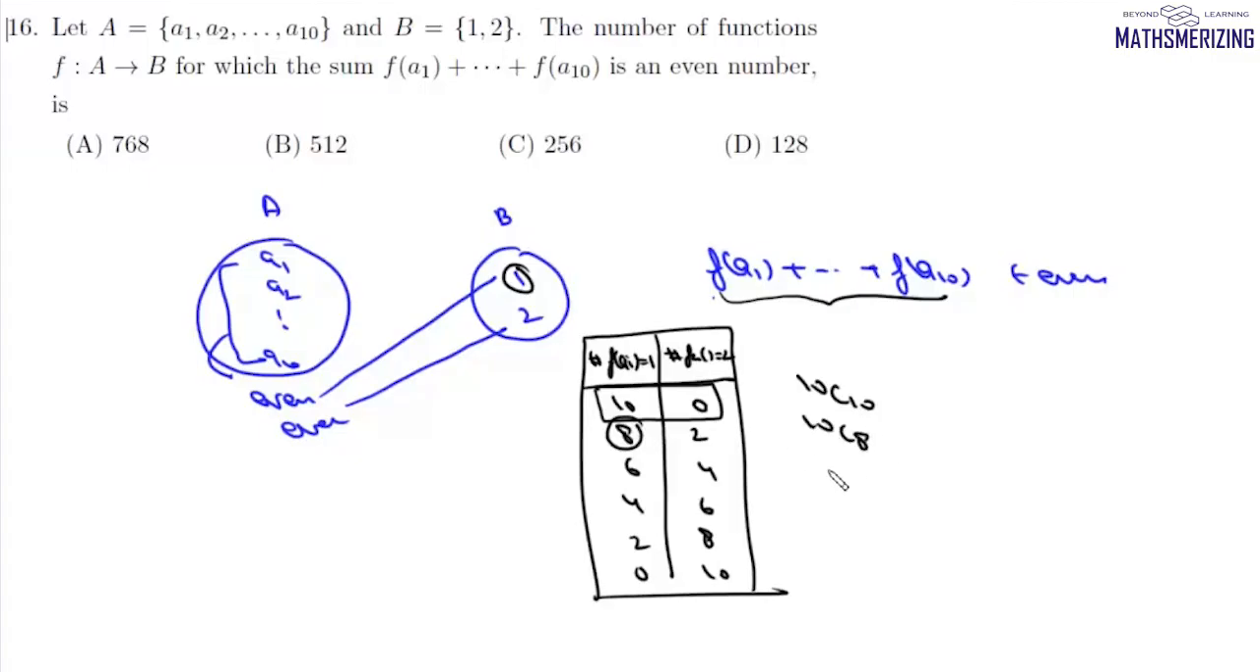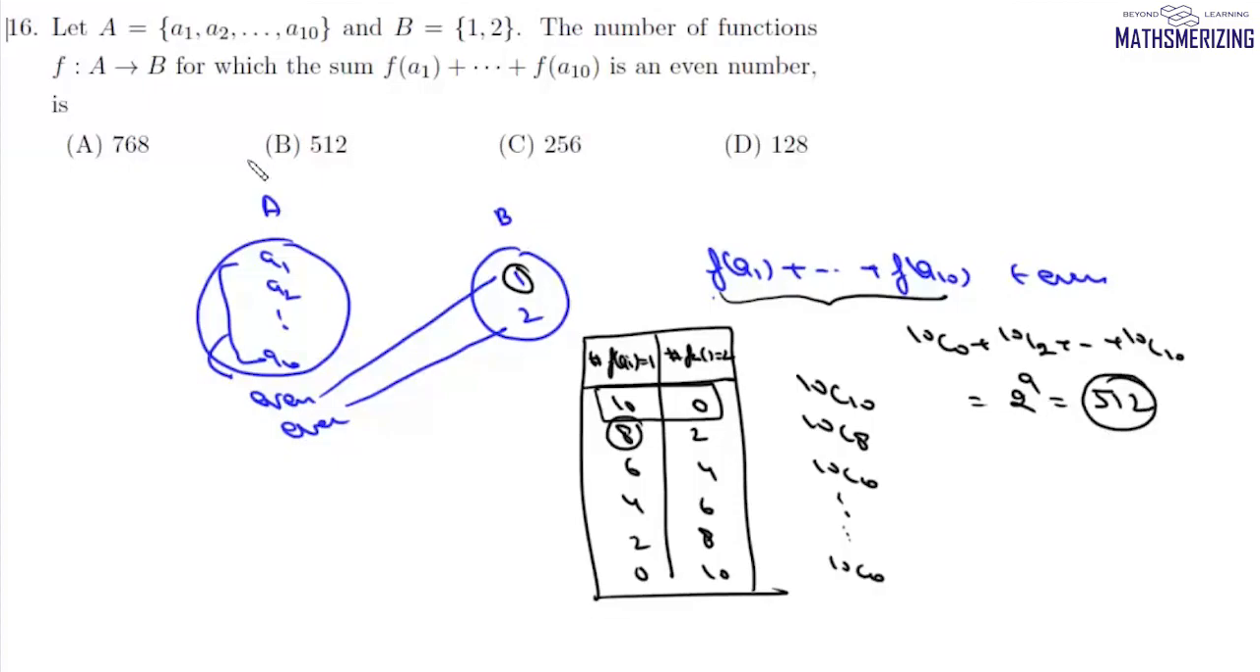Now the next one in the same way will be 10C6, and it will go all the way up to 10C0. So the total number of such functions will be 10C0 plus 10C2 up to 10C10. Now we know that nC0 plus nC2 plus up to nCn is nothing but 2 to the power of n minus 1. So this value will be 2 to the power of 10 minus 1, which is 2 to the power 9, and that is 512, and that's your option B.